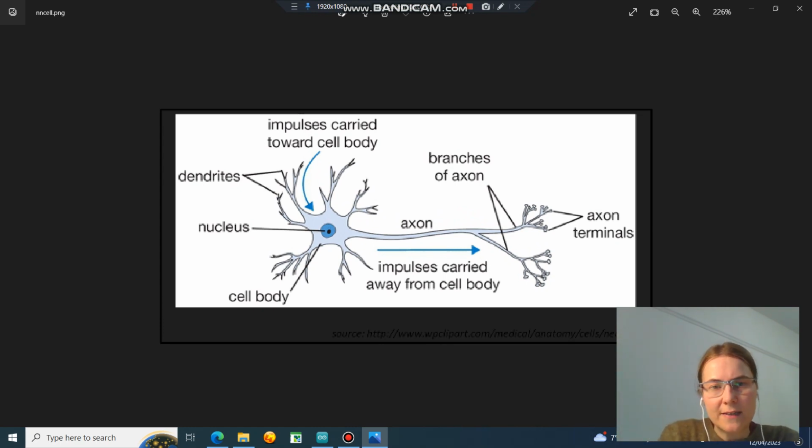In the center there is the nucleus. Around the nucleus there are dendrites. The longest part is called the axon. From the axon come other axon terminals.